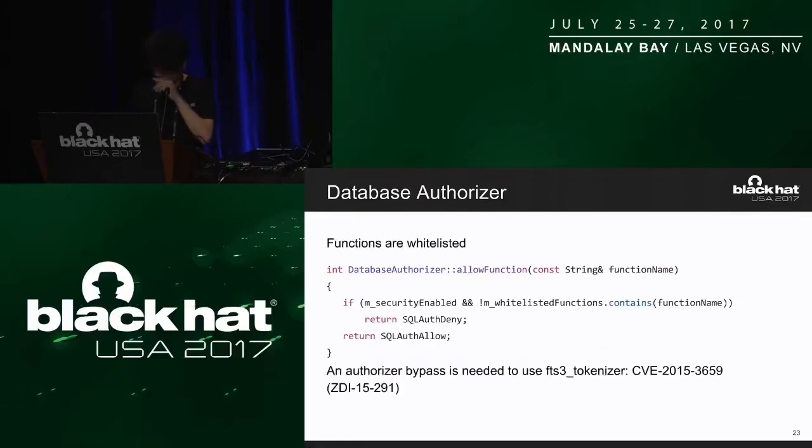And there are more restrictions for functions. There's a whitelist of functions. Every time you invoke a function, they will check if it's a whitelisted function. For example, fts3_tokenizer, the target function, is not on the whitelist. But we have another bug to bypass the restriction. Actually, this CVE was reported with the previous one to ZDI at the same time.